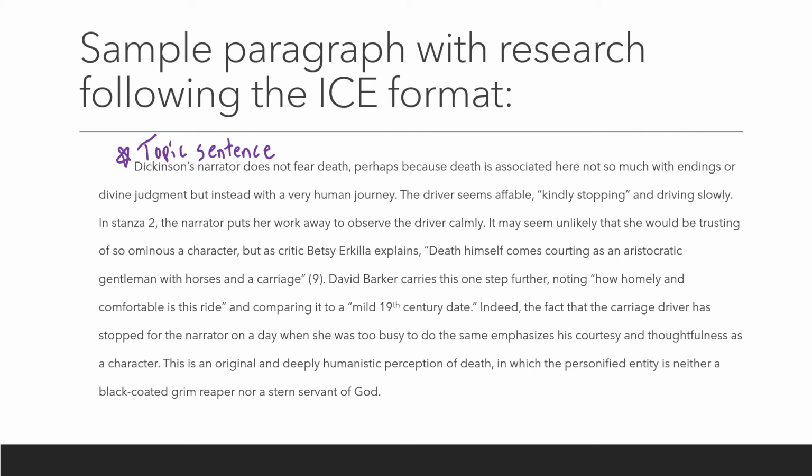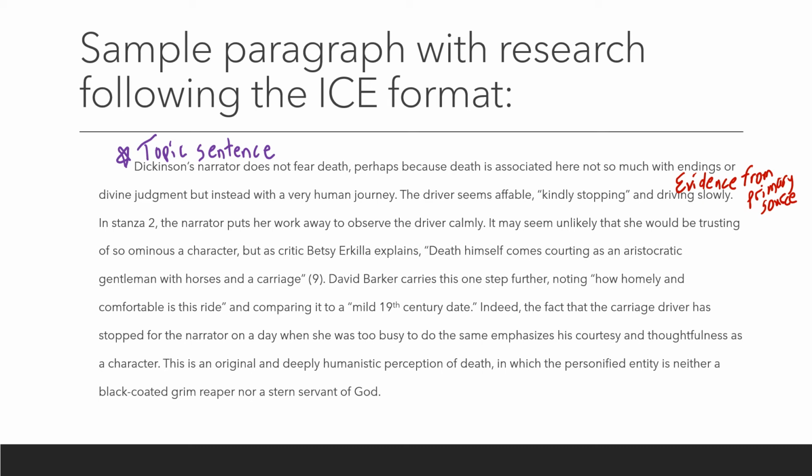The driver seems affable, kindly stopping and driving slowly. In stanza 2, the narrator puts her work away to observe the driver calmly. So these are both pieces of evidence from the text. Evidence from primary source. And remember, your primary source is your short story. This is a poem, but it works the exact same way.